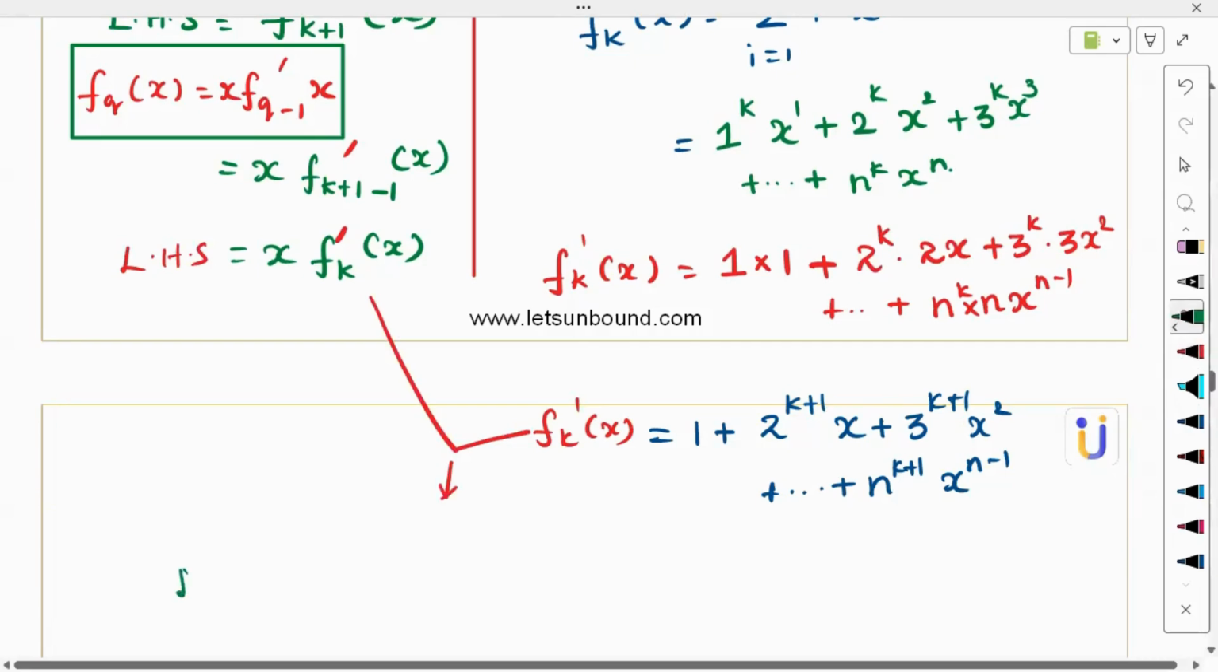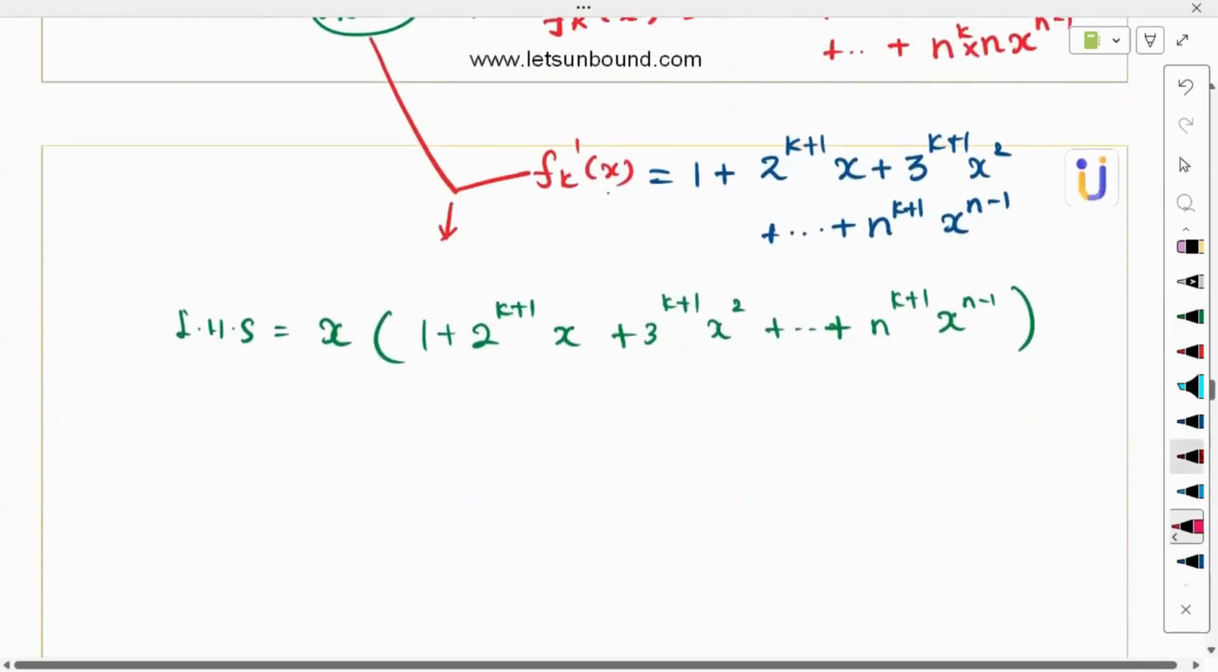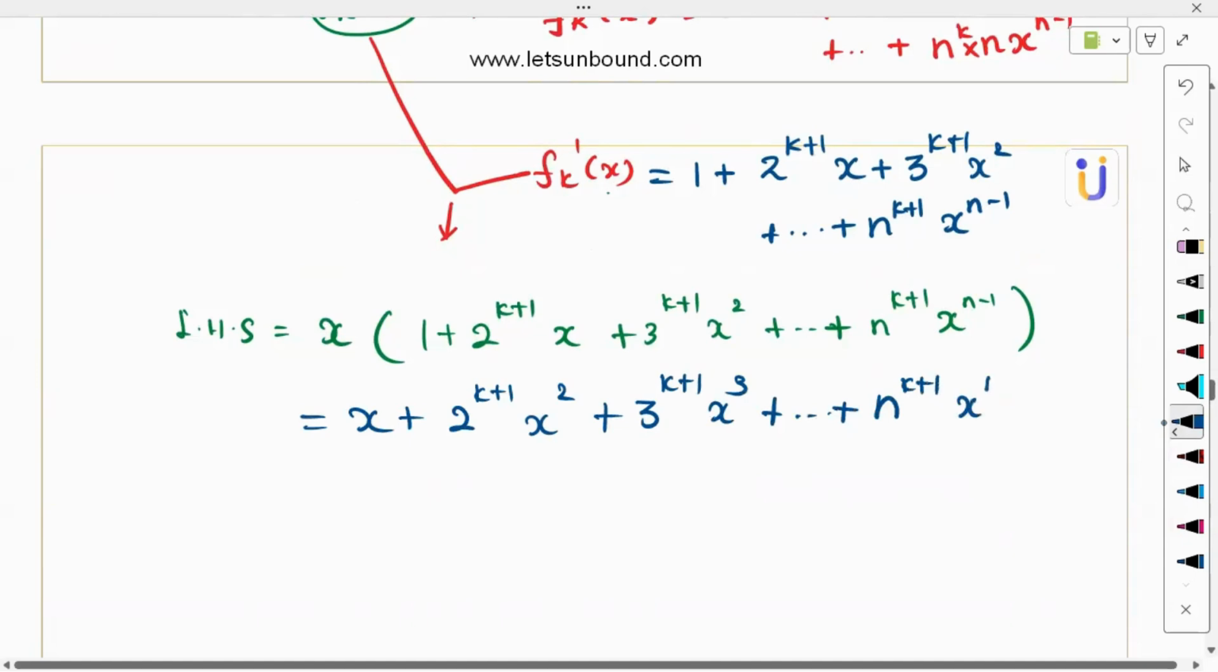So LHS is equal to x into f_k dash of x. So I'm going to multiply x into 1 plus 2 power k plus 1 x plus 3 power k plus 1 x square plus and so on plus n power k plus 1 x power n minus 1. Now let's take x inside, and this will become x plus 2 power k plus 1 x square, 3 power k plus 1 x cubed plus and so on n power k plus 1 x power n.